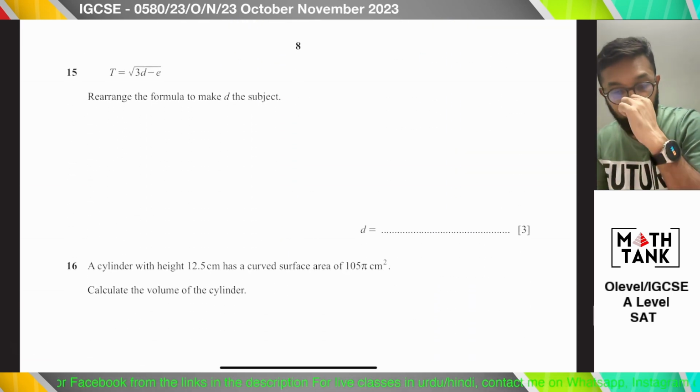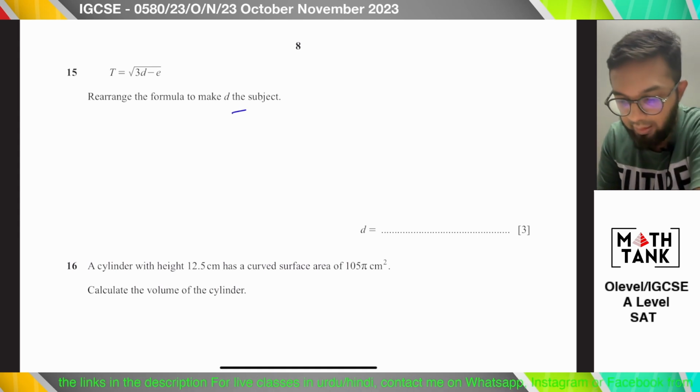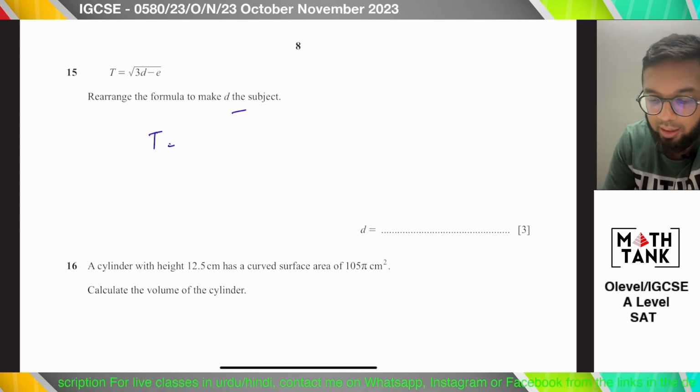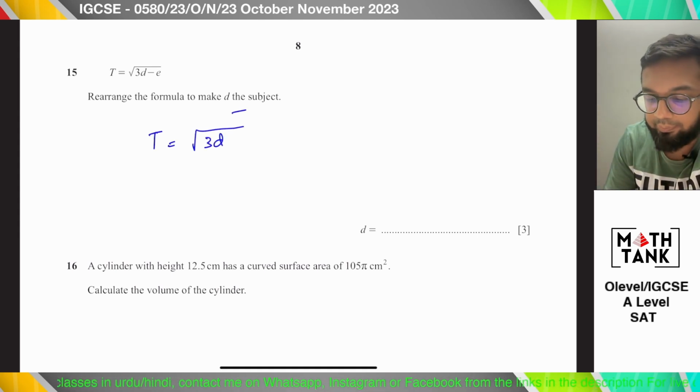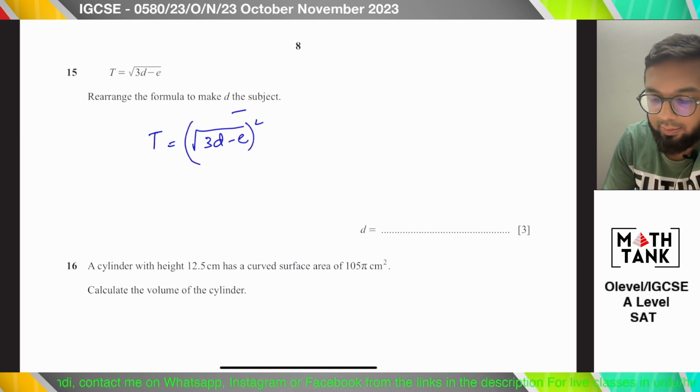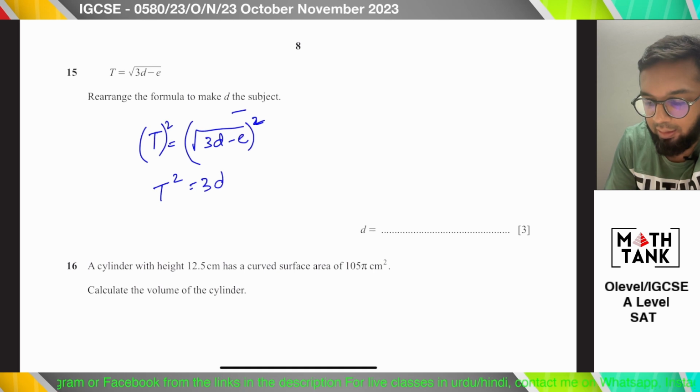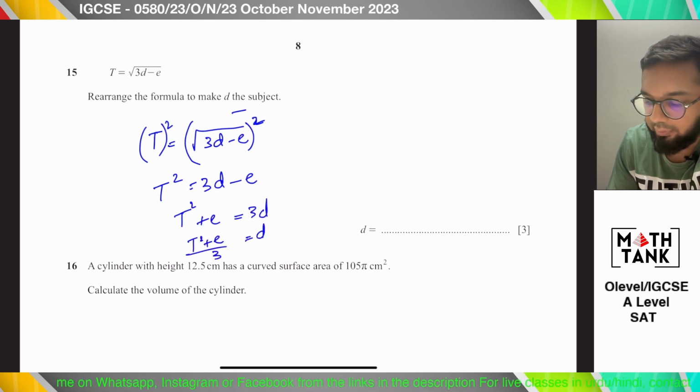Moving on to the next question, it says rearrange the formula to make D the subject. So you first remove the square root, you square both sides. So T squared equals 3D minus E. T squared plus E equals 3D. D equals T squared plus E divided by 3.